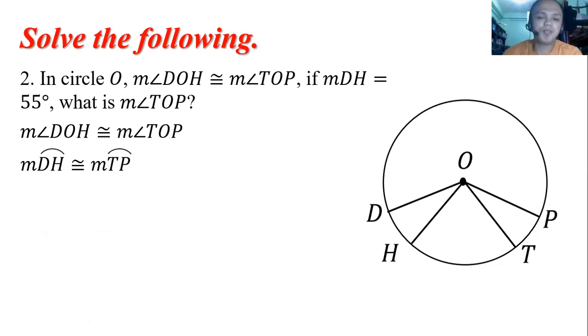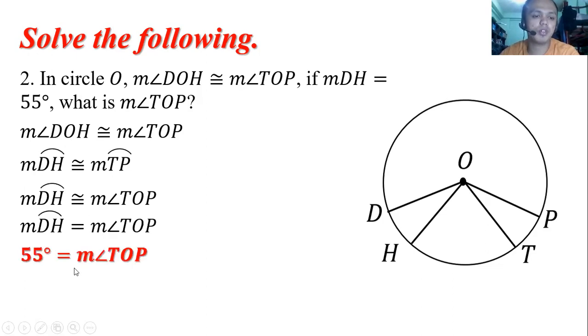And then, it will follow that your DH is congruent to your measure of angle TOP. Now, your DH is 55. Therefore, your measure of angle TOP is equal to 55 degrees. Okay? So don't confuse with this one, class, kasi nga automatic talaga yan pagka congruent, sinusundan ka agad talaga ng equal sign, no? So sometimes hindi ko na ito binabanggit. Na diretso ako dito.